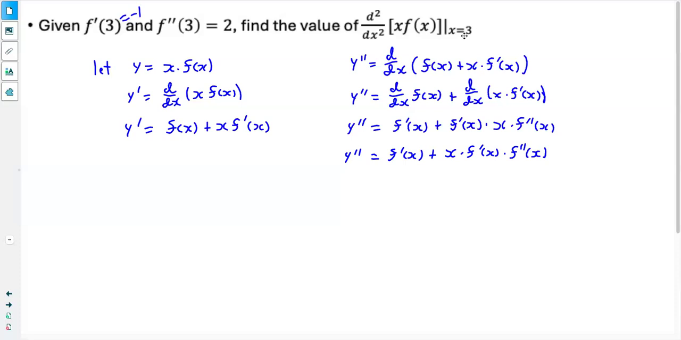We want to assess it when x equals 3. So our second derivative when x is equal to 3 would be f prime of 3, so that's -1, plus our x, which is 3, times f prime of 3, which we know is -1, times f double prime of 3, which we know is 2.